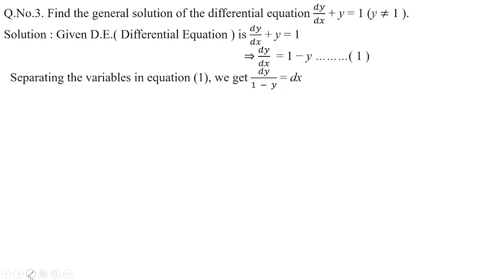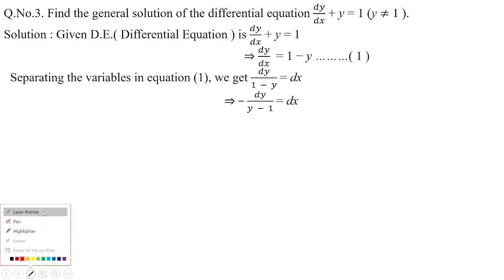Okay, my children. Again, I am rewriting the function in the LHS. This implies I have taken minus 1 as a common factor from the denominator. Then we get minus dy by y minus 1 is equal to dx. From the denominator, I have taken minus 1 as a common factor. Then we got it like this.